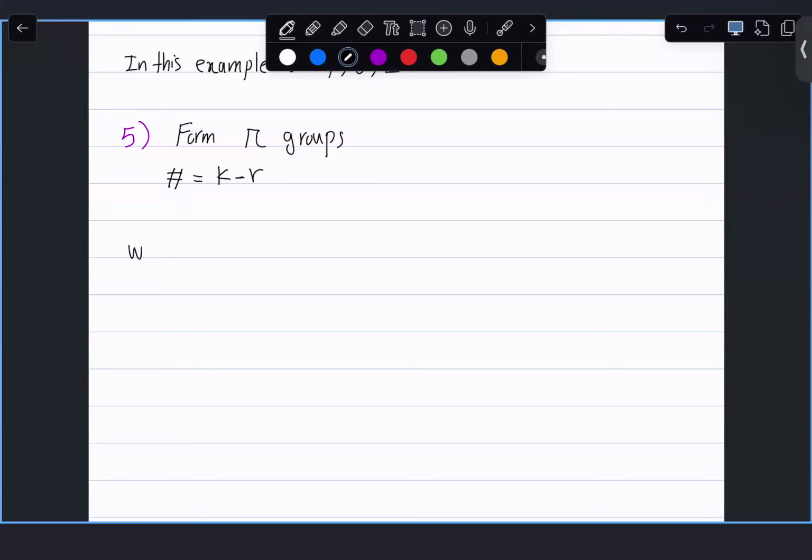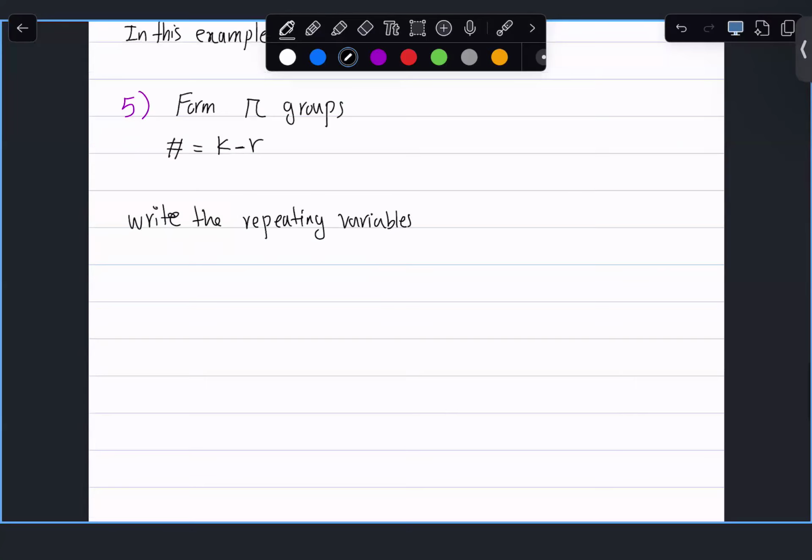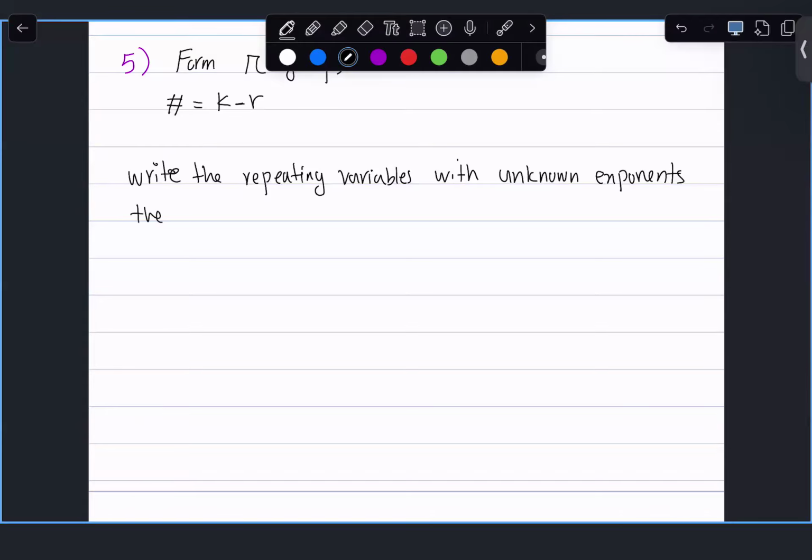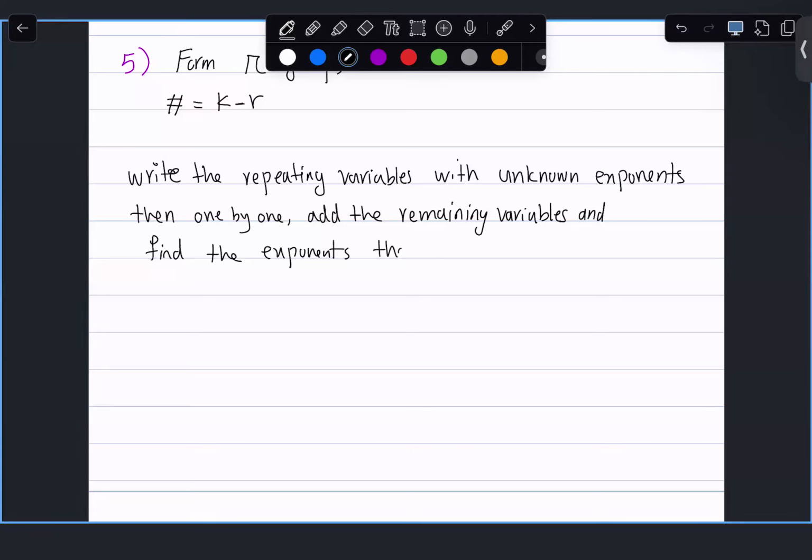Okay, so how do I form these groups? This is what we're going to do. We're going to write the repeating variables with unknown exponents, then one by one add the remaining variables and find the exponent or exponents that make pi dimensionless.